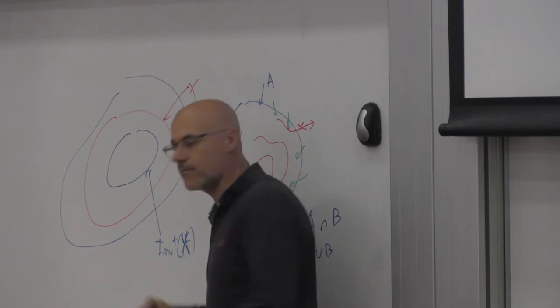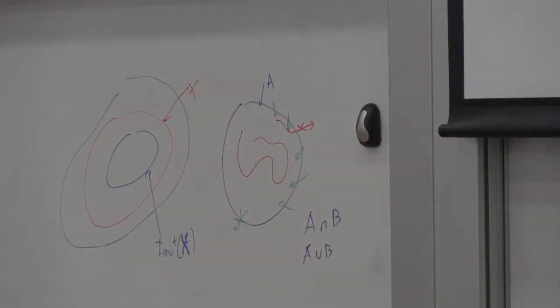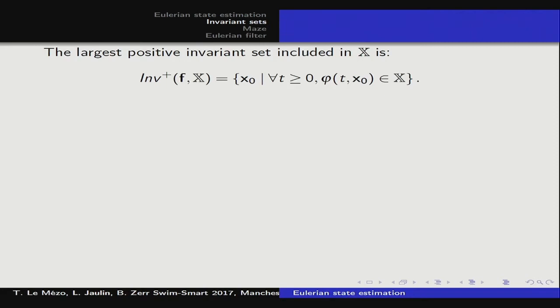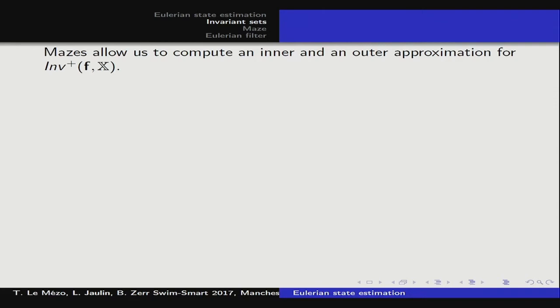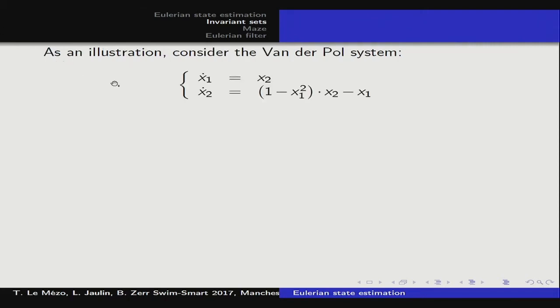So I define this set as the largest positive invariant set which is included in X. I will not explain it too much here, but we are able to compute an inner and an outer approximation of this set using a tool which is called mazes. Maybe I will have some time to discuss this.